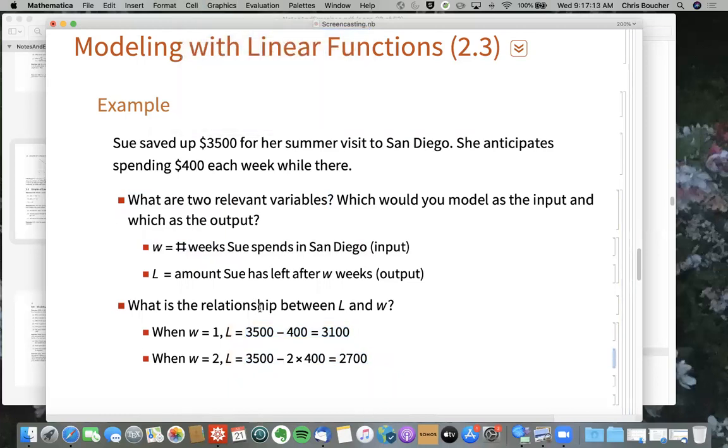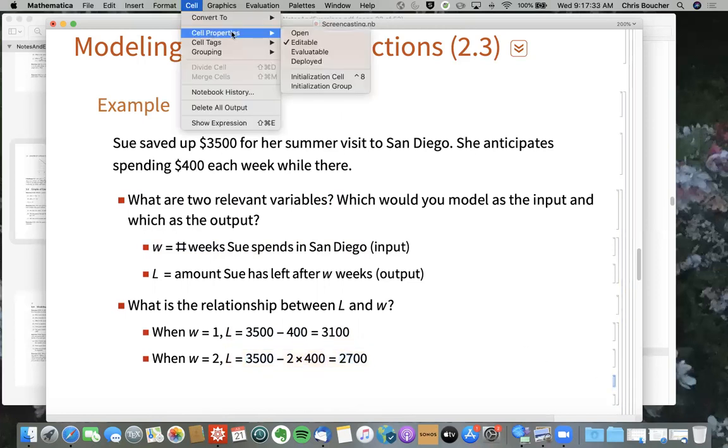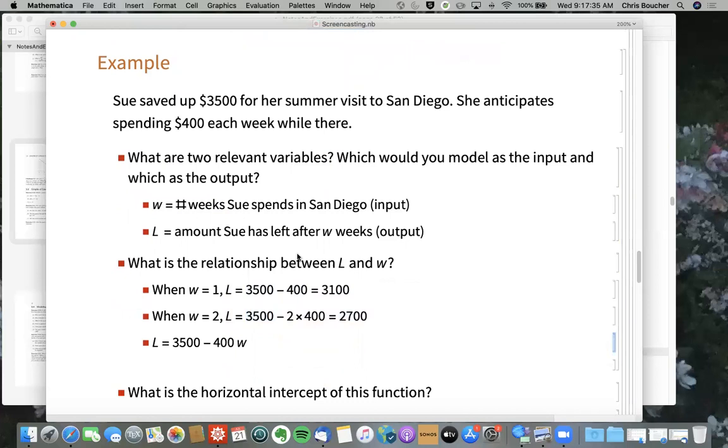When W is 2, she's been in San Diego for 2 weeks. She spent $800, so she has 3,500 minus 2 times 400. And as you're figuring out L, it's useful to slow yourself down and ask exactly what calculation you're doing in order to come up with the result. And you can probably already see the pattern here if you didn't see it at the outset. L is going to be 3,500. And then the W value is going right there, right? It multiplies the 400. So the formula we want is 3,500 minus 400W.